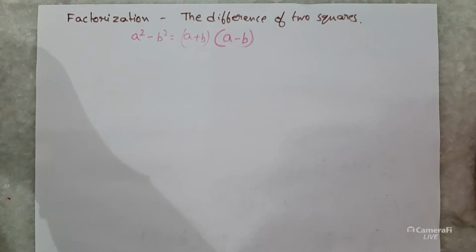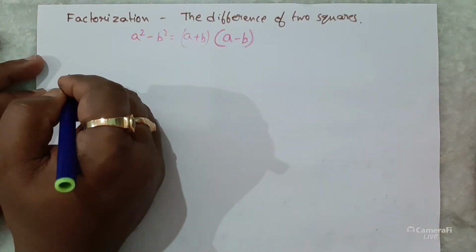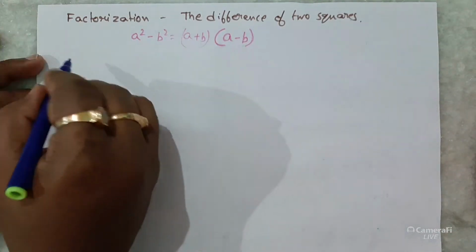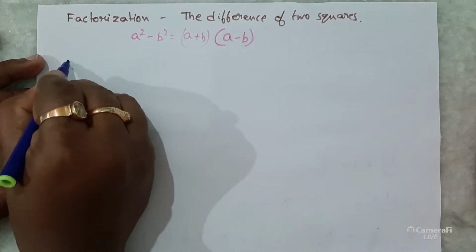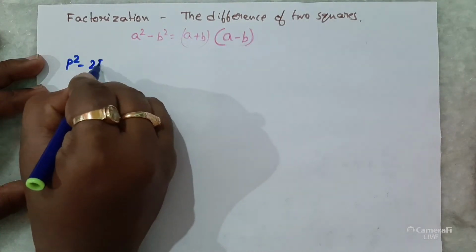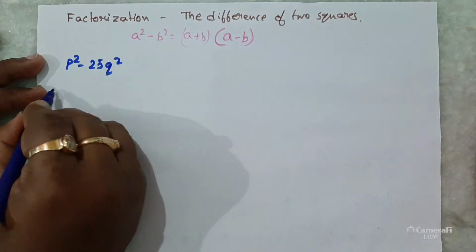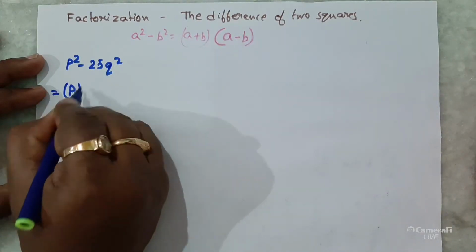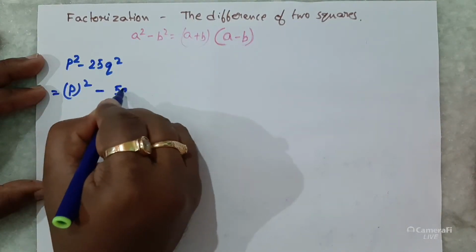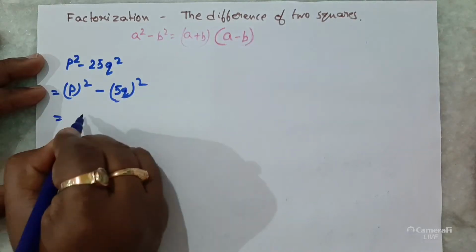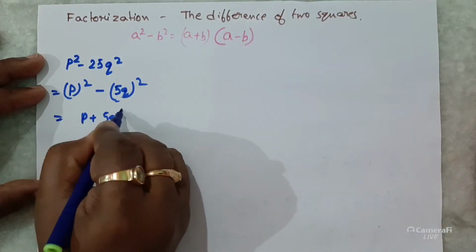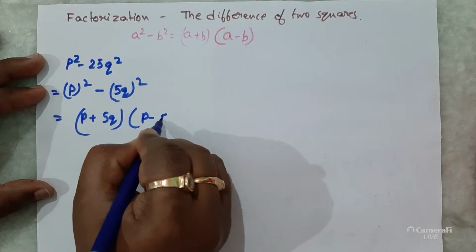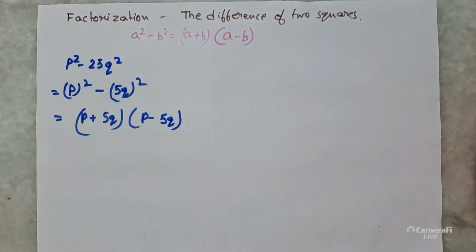First question is, in this category the maths are going to be a little bit difficult. Suppose it is given p square minus 25q square. Okay, so it will be p whole square minus 5q whole square. So it will be p plus 5q into p minus 5q.